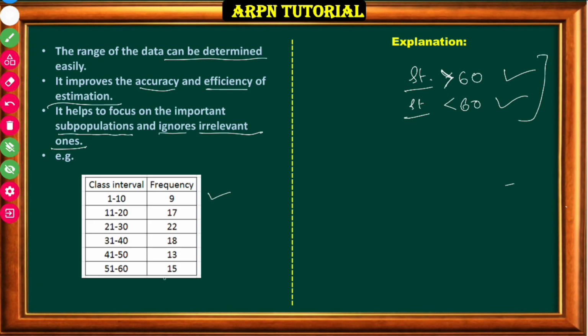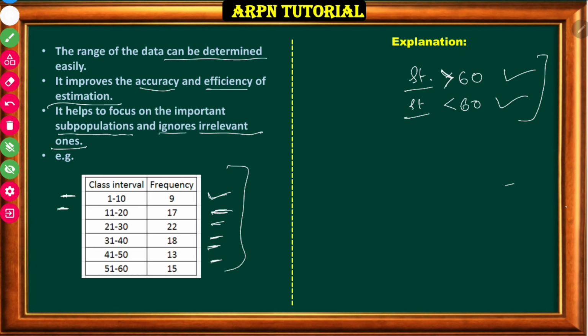For example, in this scenario, as it is a class. Here is a new example. How many students got a score from 1 to 10? 9 students. Between 11 to 20 is 17, 21 to 30 is 22, 31 to 40 is 18, 41 to 50 is 13, and likewise. So this way you can represent the data.